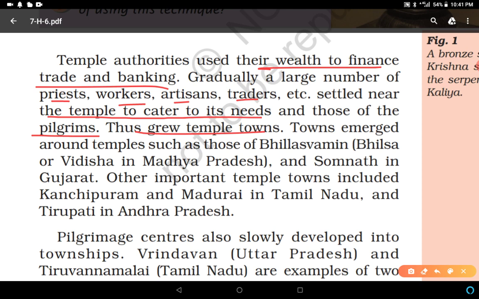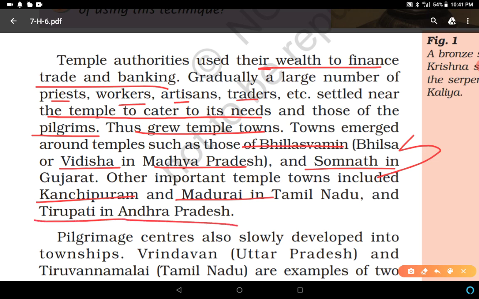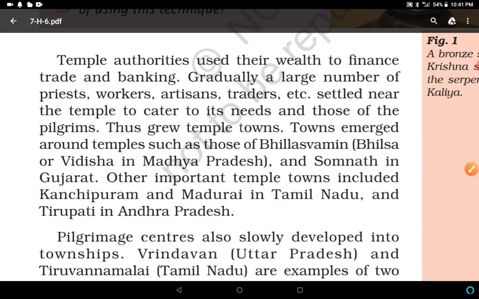Towns emerged around temples such as those of Bhilaswamin, Bhilsa or Vidisha in Madhya Pradesh, one example. Second example is Somnath in Gujarat. Other important temple towns included Kanchipuram, Madurai in Tamil Nadu, as we have seen in the map of India, and Tirupati in Andhra Pradesh, also seen in the map. So you have to remember, dear students.